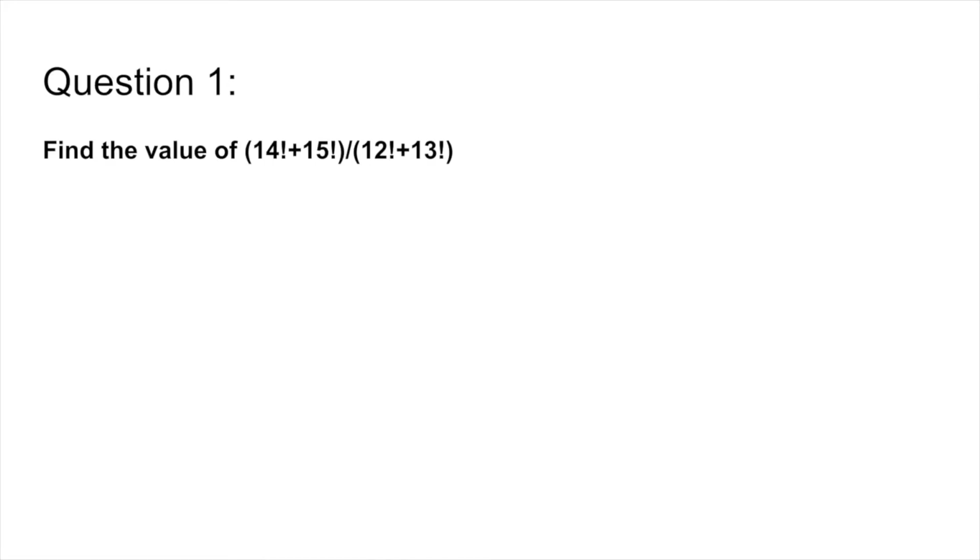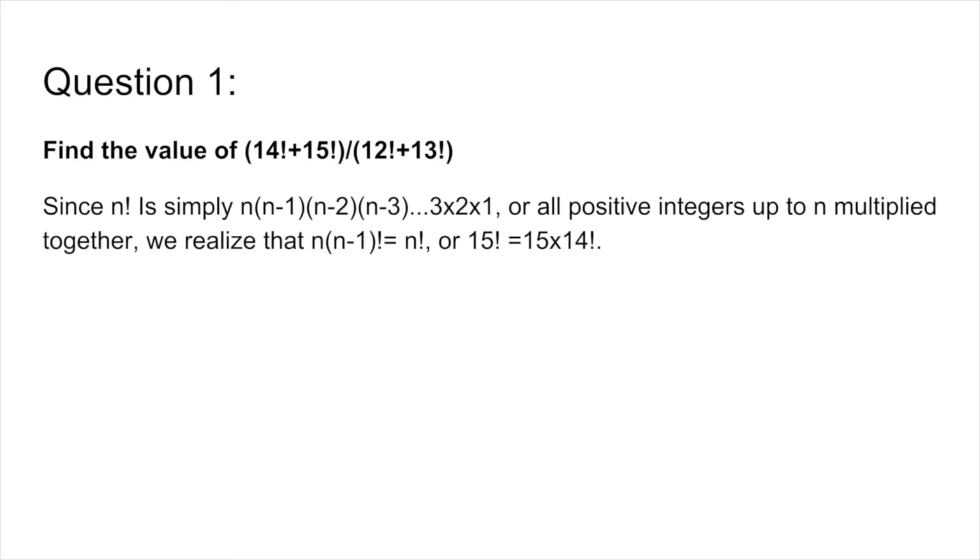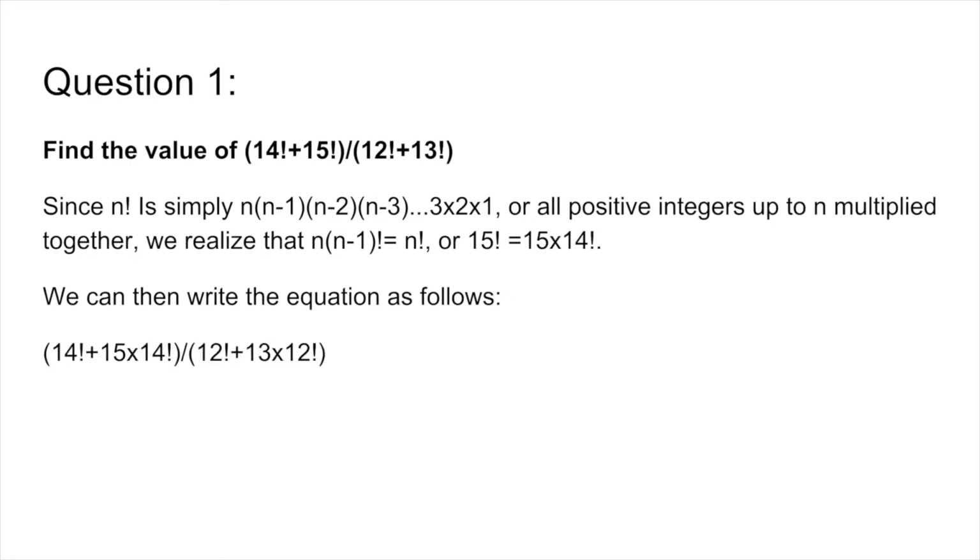Question 1. Find the value of (14! + 15!) / (12! + 13!). We realize that n factorial is n times n minus 1 times n minus 2 times n minus 3 all the way to 3 times 2 times 1, or all positive integers up to n multiplied together. We realize that n times (n minus 1) factorial equals n factorial, or 15 factorial equals 15 times 14 factorial. We can then write the equation as follows.